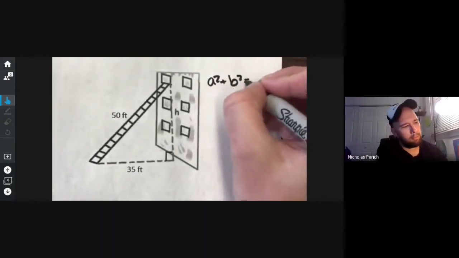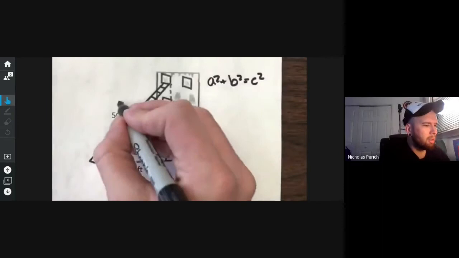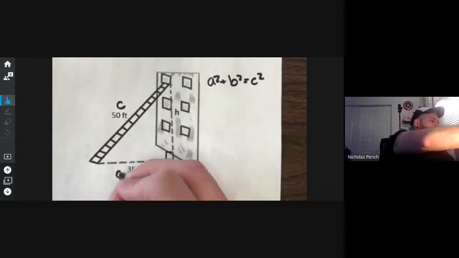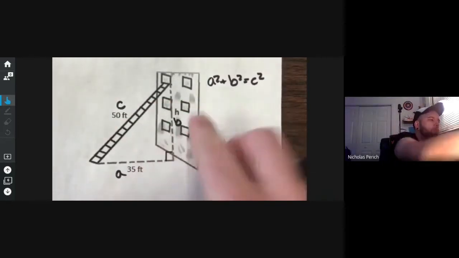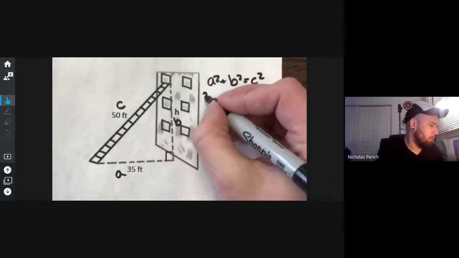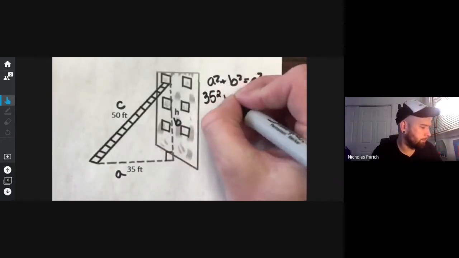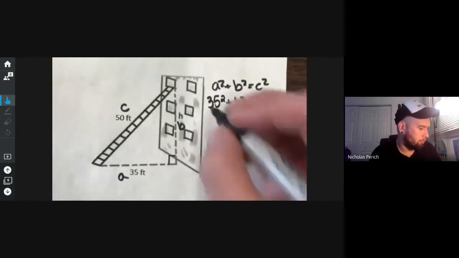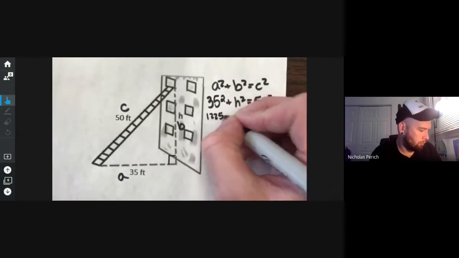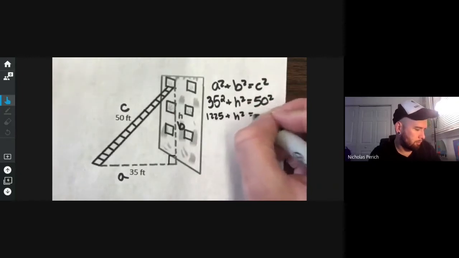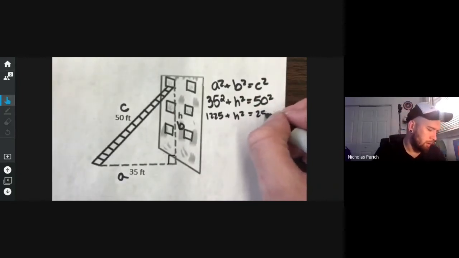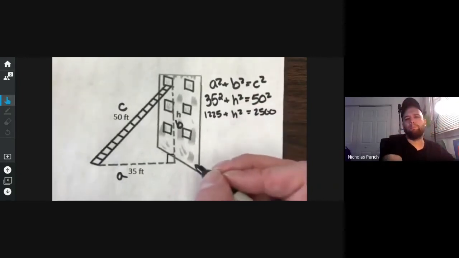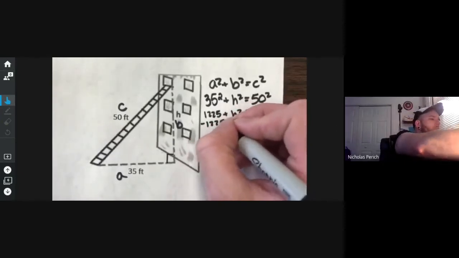All right, find the missing height. We have ourselves a right triangle. Anytime you're trying to find the missing height of a right triangle, use Pythagorean theorem. Always make sure that C is the longest side. It doesn't matter which one is A or B as long as the longest side is C. So this is going to be 35 squared plus h squared equals 50 squared. 35 squared is 1,225. H squared is h squared. 50 squared is 2,500.